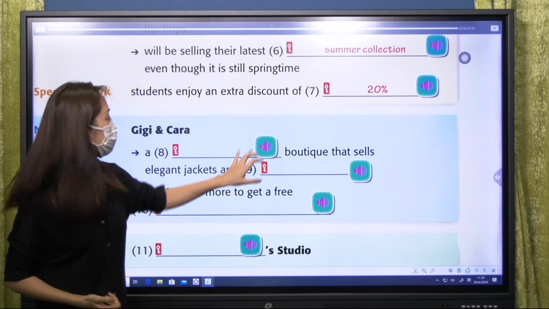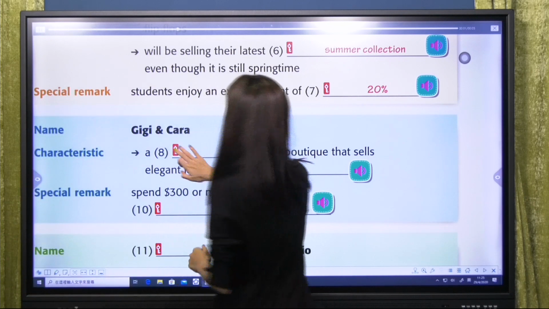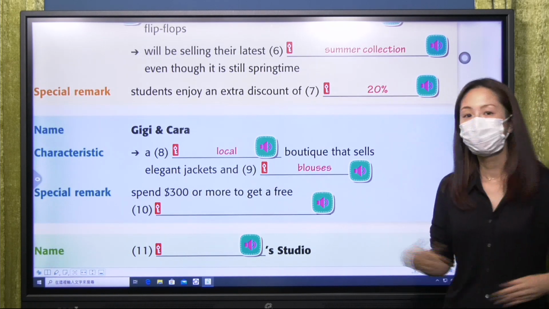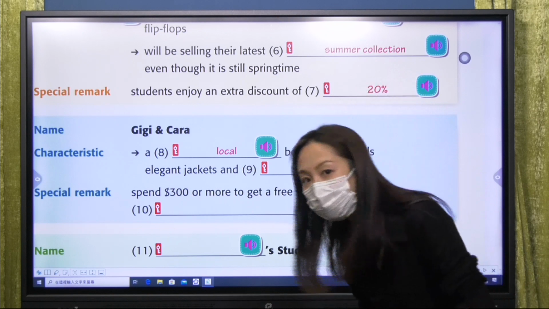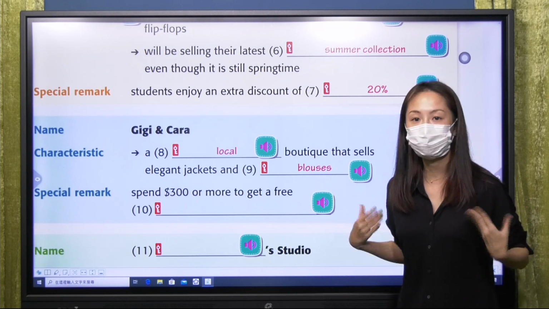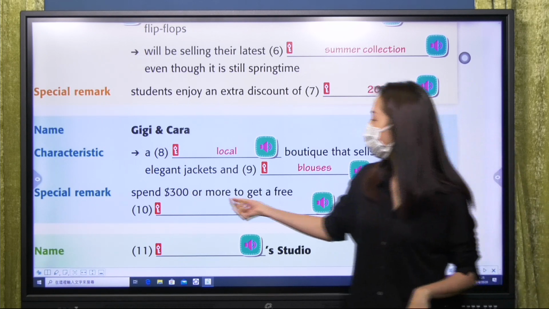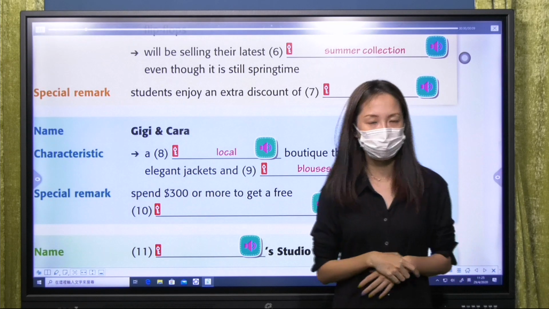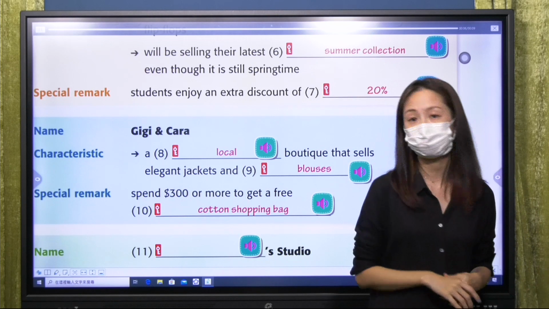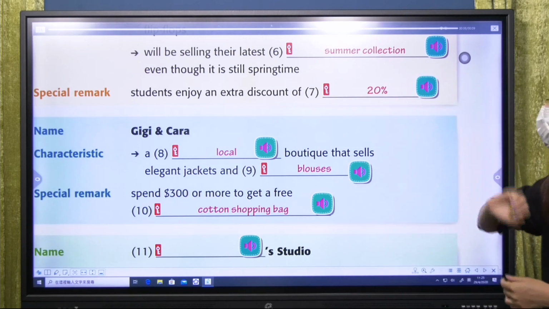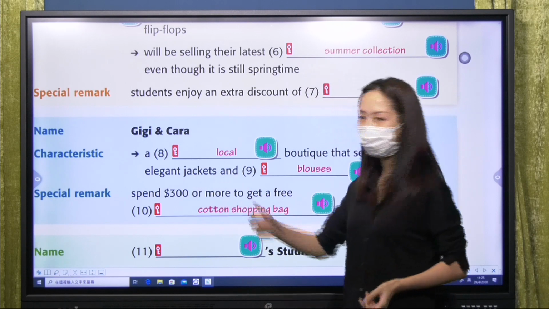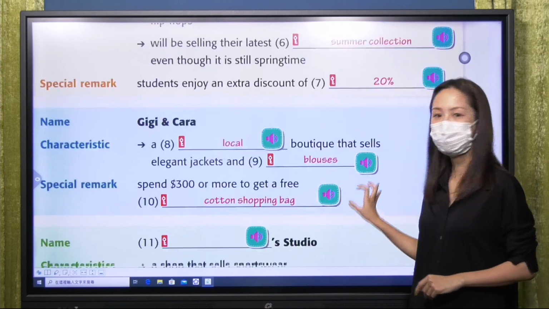Okay, a local boutique. It's a local boutique which sells elegant jackets and blouses. Blouses. 上身衫，okay? And then local 本地的，blouses 女士嘅上身衫啊，女士嗰啲花花嘅恤衫，okay? Spend 300. Yes, they're offering a free cotton shopping bag to people who spend $300 or more. Cotton shopping bag 棉質嘅購物袋，okay. If you spend over 300, you will get a free cotton shopping bag.